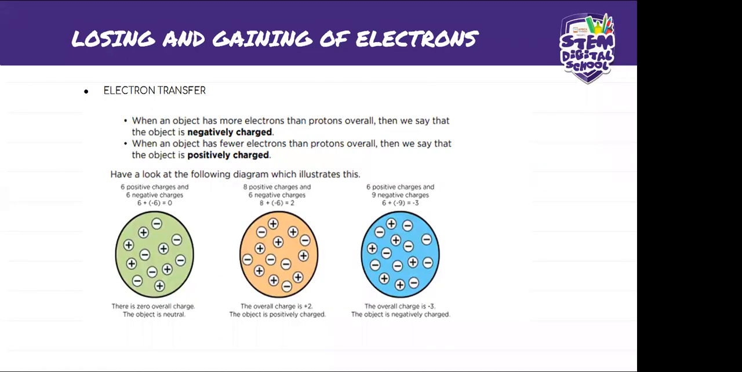Because the positive charges are dominating the what? The negative charges. So we say this object, the second object, is positively charged, and the charge is +2.